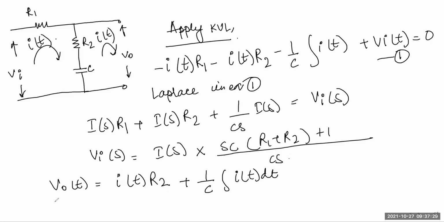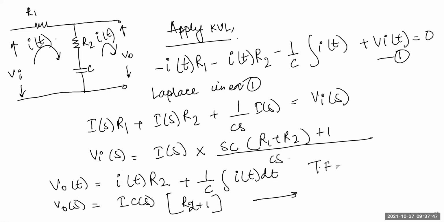And V0 in terms of Laplace, if I write, that will be I CS, in bracket, you take it as R2 plus 1, R2 plus 1 like this. Now, if I tell you to write the transfer function of this particular equation, how you will do? TF is equal to V0S.